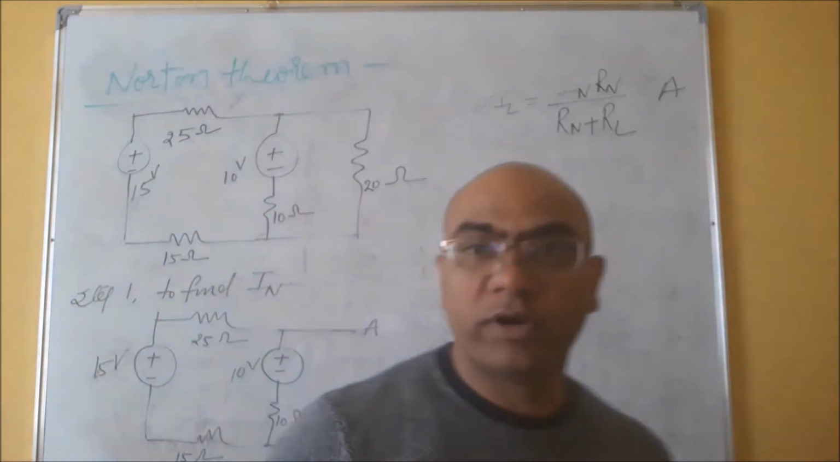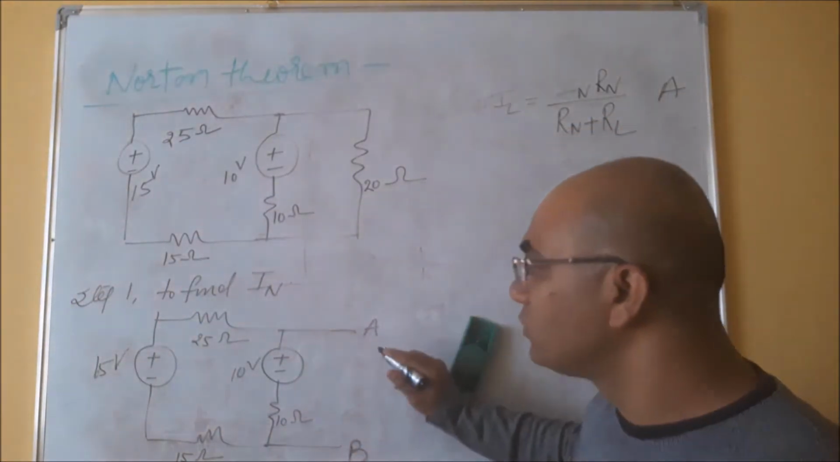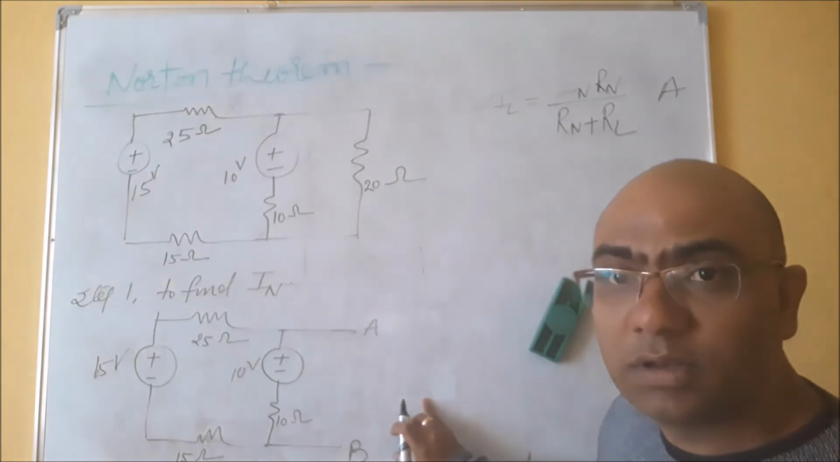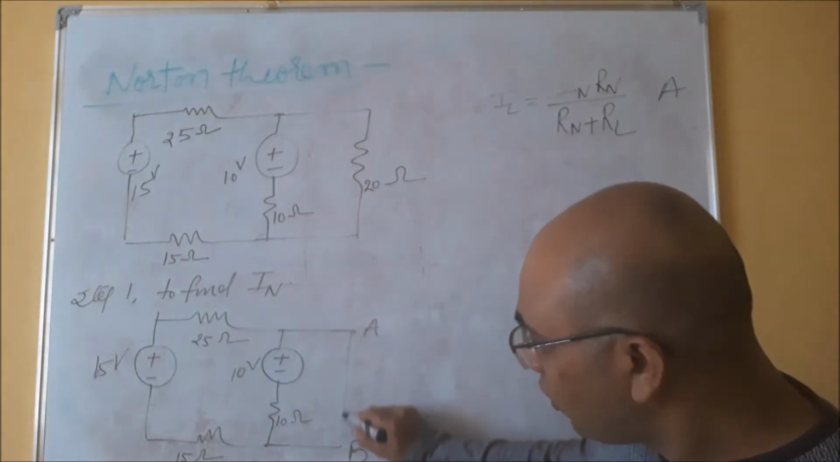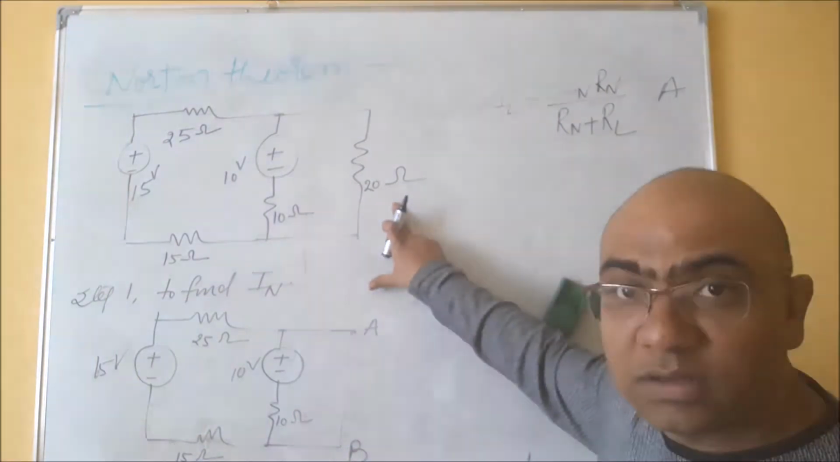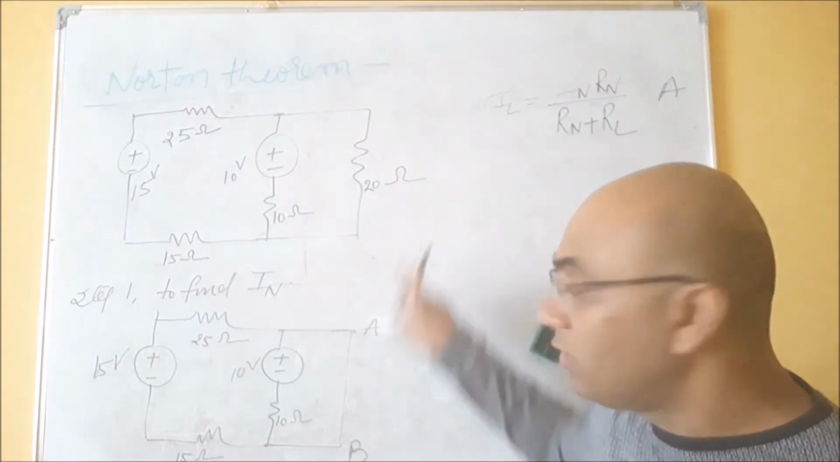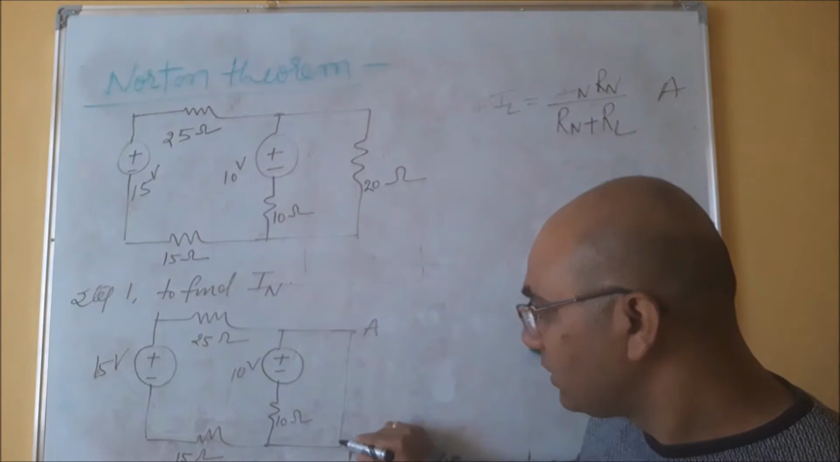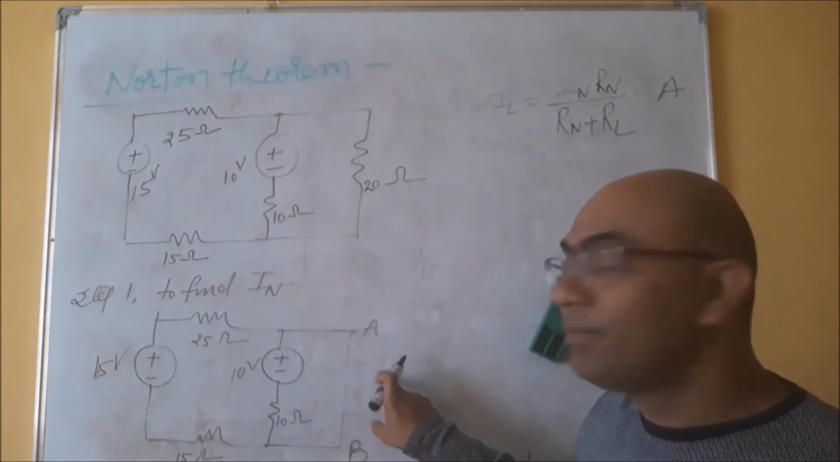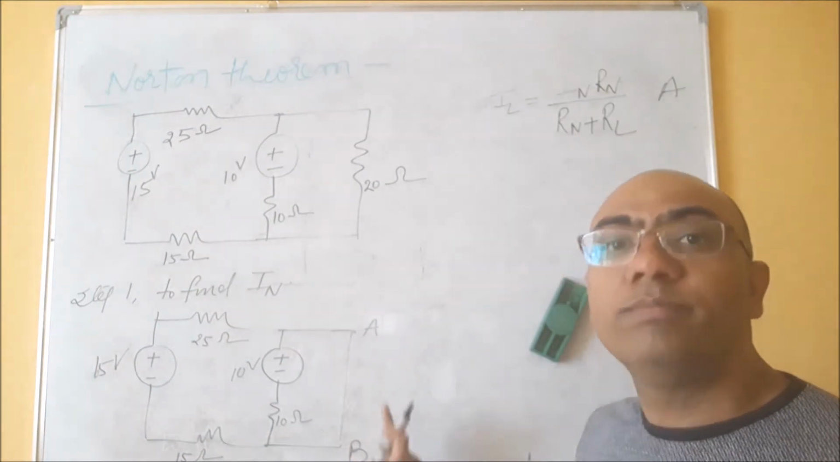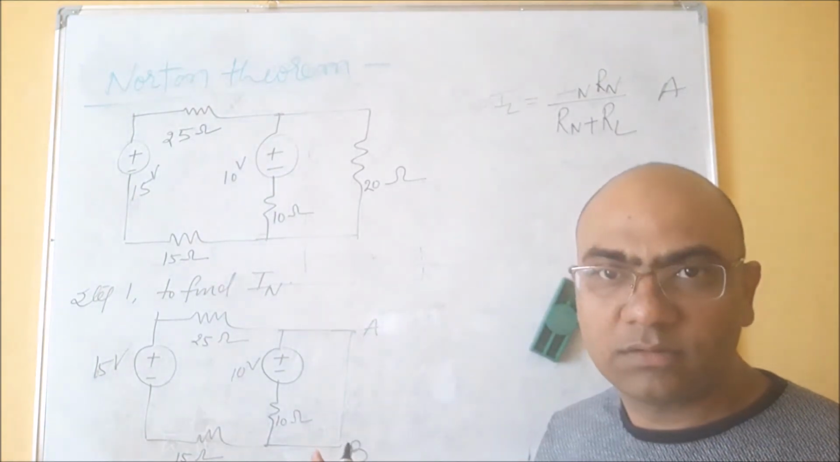So up to this point is the same, but if you see, AB is a load terminal, and in getting the value of IN, what do we do? We short this terminal. So we will replace this 20 ohm load by a short line, right? And now we will try to see what current is flowing from A to B or B to A, right?